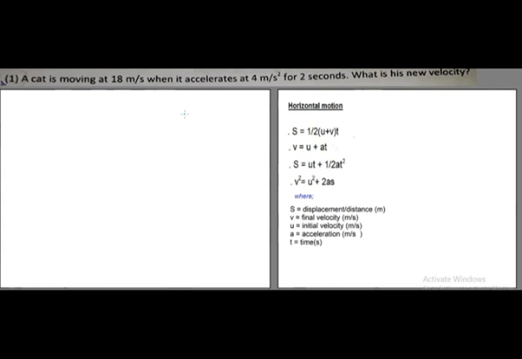Horizontal motions is when an object is moving horizontally on a straight line with a constant acceleration. And these equations are used to describe horizontal motion, where S is the displacement or distance in meters, V is the final velocity in meters per second, U is the initial velocity in meters per second, and A is the acceleration in meters per second squared. And T is time in seconds.